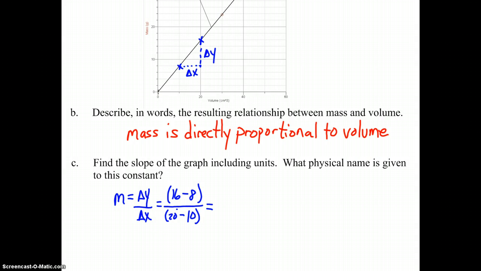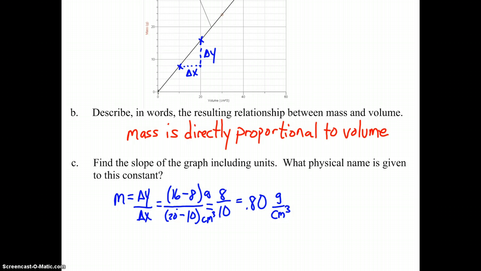16 minus 8 is 8. 20 minus 10 is 10. So we've got a slope of 0.80. Now we have to include the units. Our y units were grams, and our x units were centimeters cubed. So the units of our slope are grams per centimeter cubed.